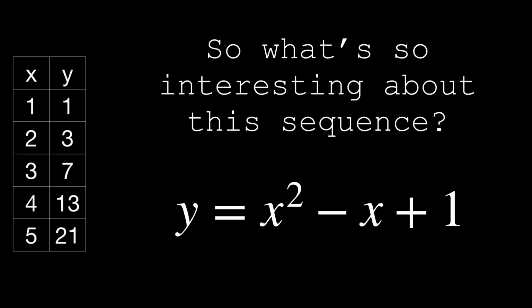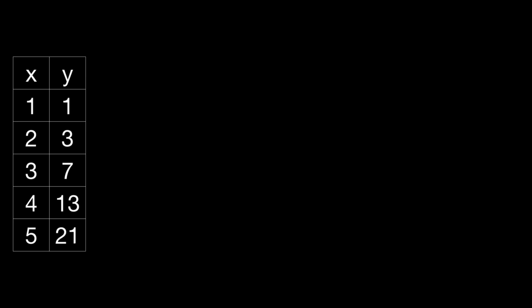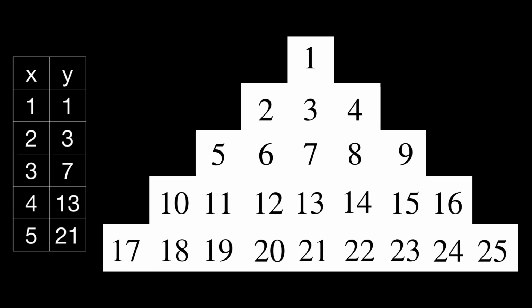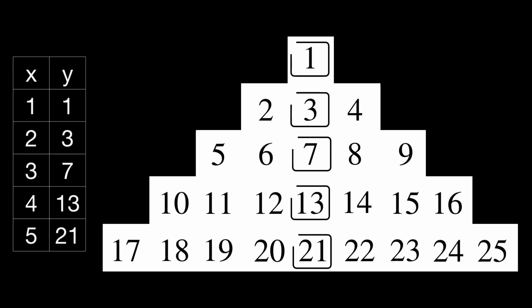Well, it just so happens that there are many ways to construct this sequence without using an equation. Let's look at 4 different ways of doing this. In the first method, we'll start with a pyramid. Fill the pyramid up, counting by ones, up to 25. Do you see the sequence? It goes right down the middle.